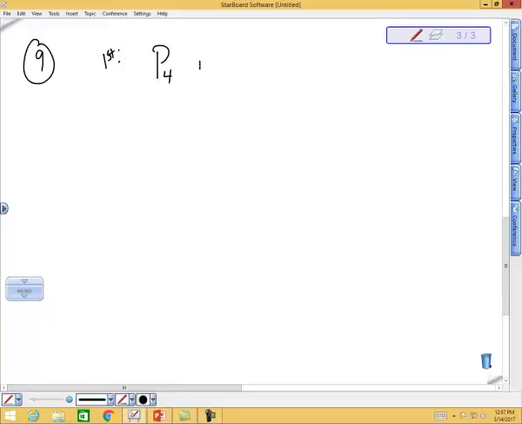P4 plus O2 gives you P4O6. There's your first reaction. Is this reaction balanced? Yes or no? Remember, you can't do anything without balanced reactions.